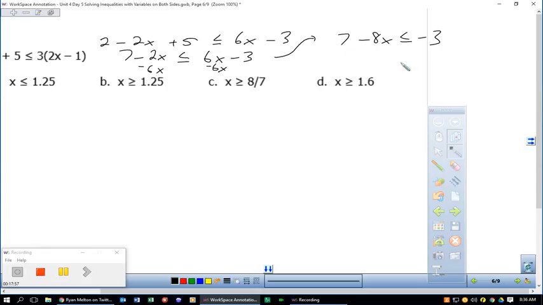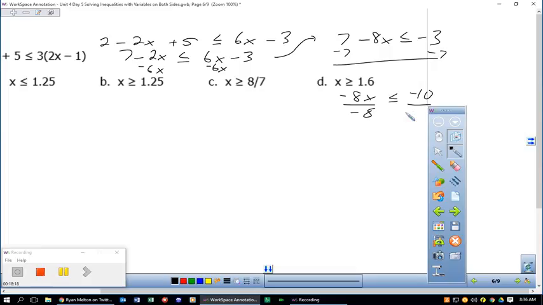See, subtract 7. Okay, so that's negative 8x, so less than or equal to negative 10. Dividing by negative 8, the x is... we're dividing by negative, we divide by negative 8 there. So, and that is, let's see, 5/4.